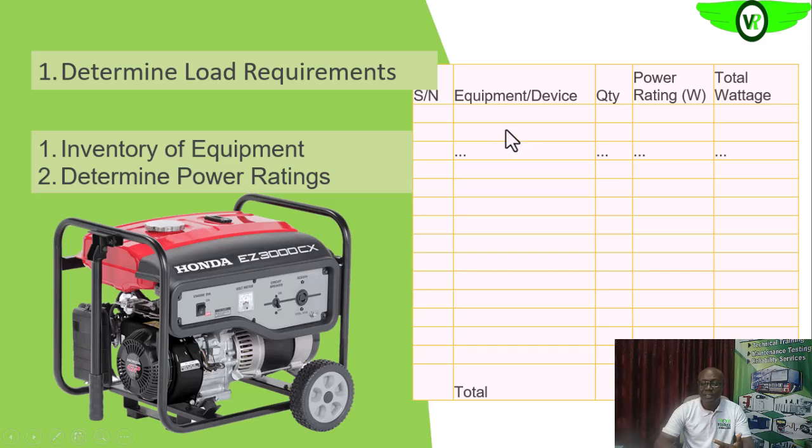Or if it is an air conditioner, remember the air conditioner will come in horsepower, so you have to convert that horsepower to wattage. Then you take the wattage times the number of such air conditioners that you have in your home or in your facility, and record the total here. So this is how you make the inventory of the equipment that you have with their power rating.